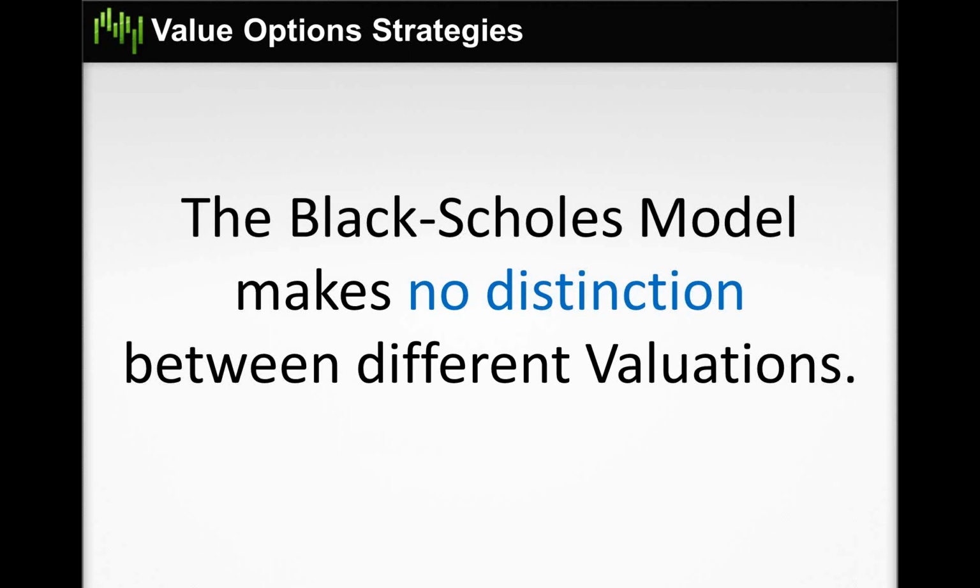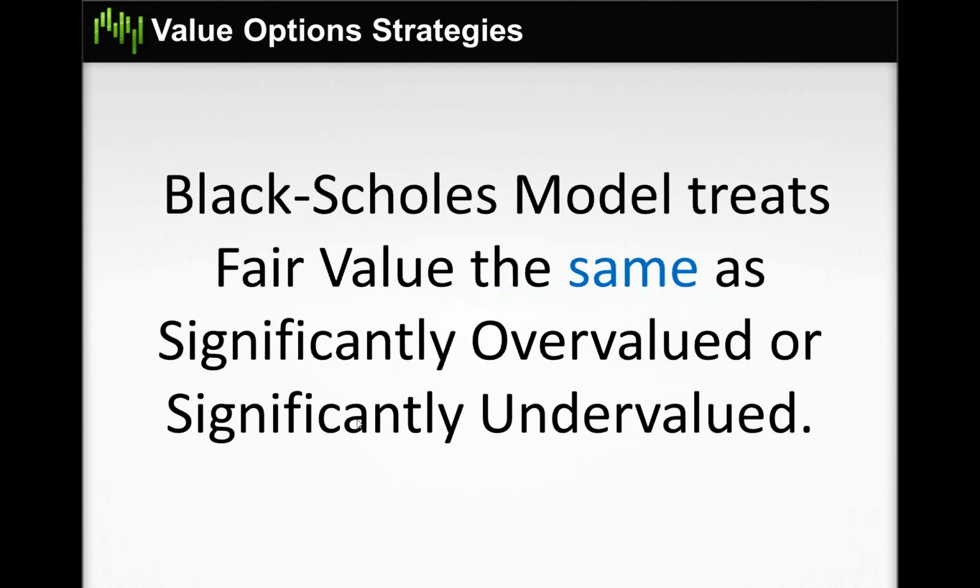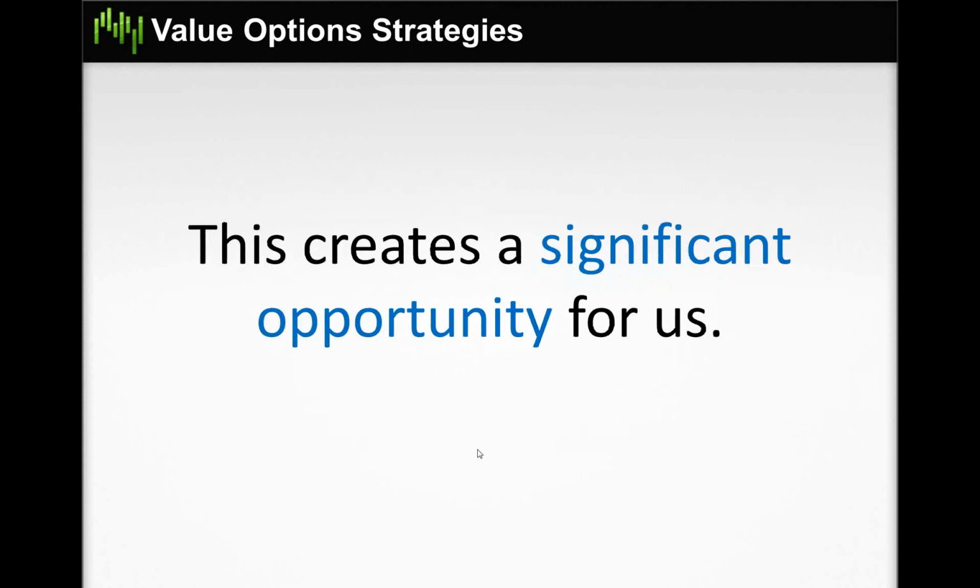And that, again, leads to the idea that sometimes undervalued, like in a flash crash situation, can become much more undervalued. Or if you have a short squeeze in a commodity market, overvalued can become much more overvalued. So it's important to remember those situations. The Black-Scholes model treats fair value the same as significantly overvalued or significantly undervalued, which is great for us because we can take advantage of that. This creates a significant opportunity for us as traders.